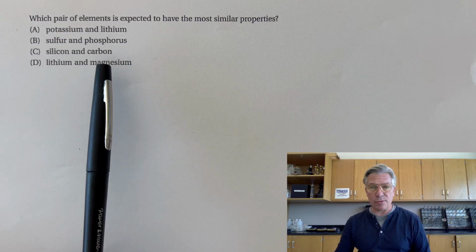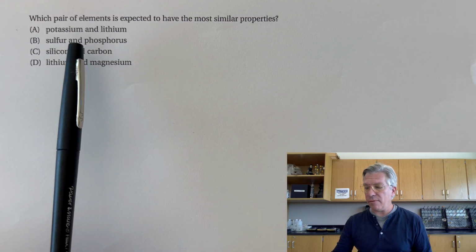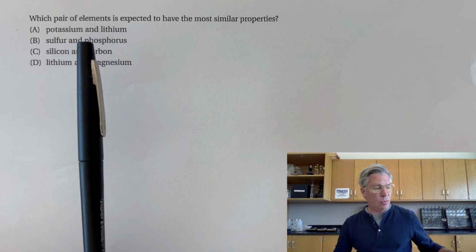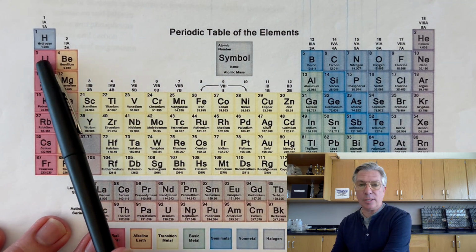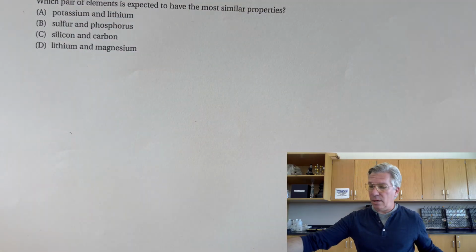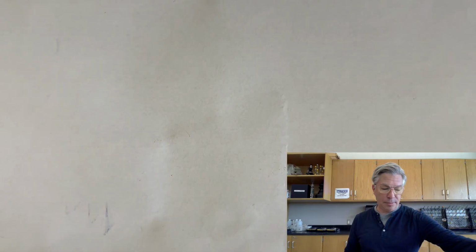So we're looking first for things that are in the same column, and right off the bat I see potassium and lithium, which are both in the first column of the periodic table over there. I would expect them to have similar chemical and physical properties.